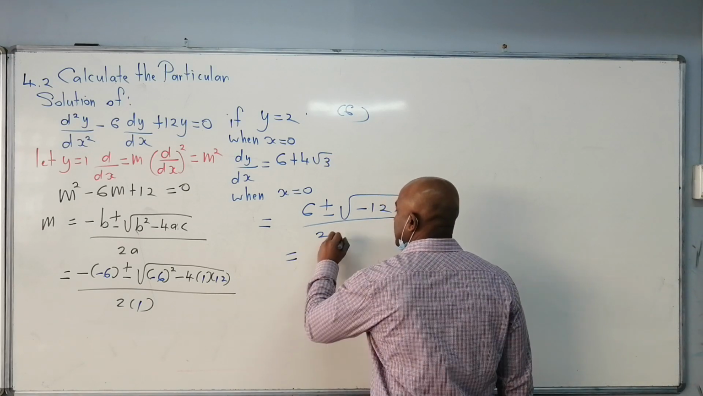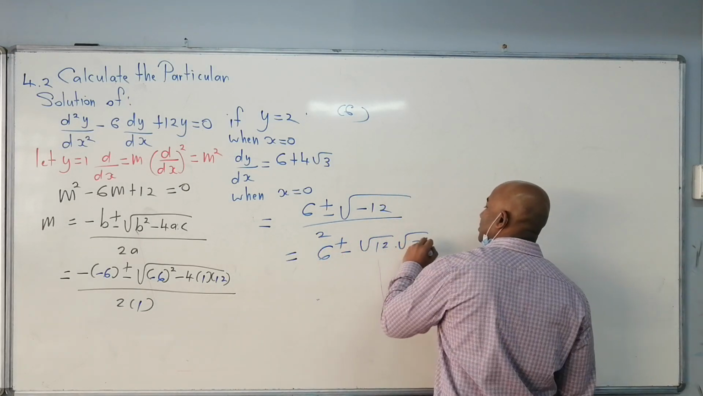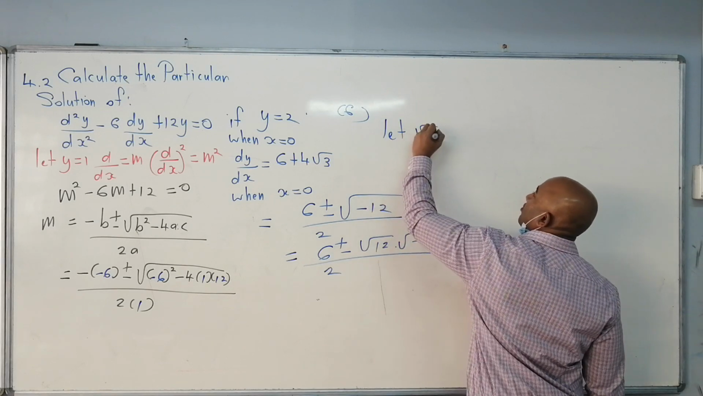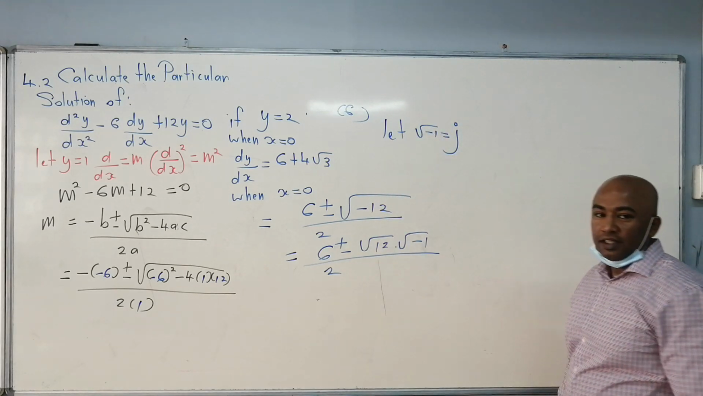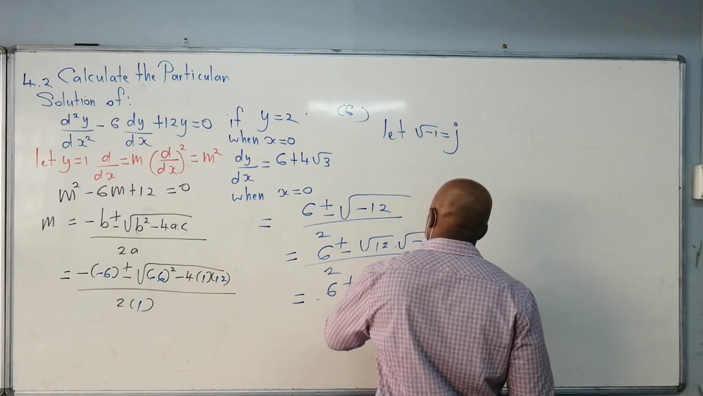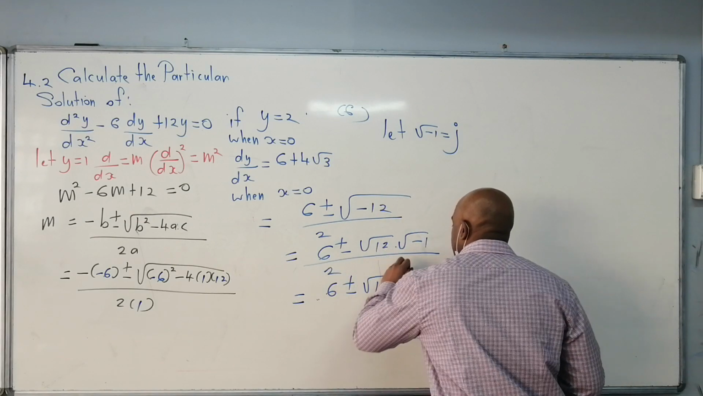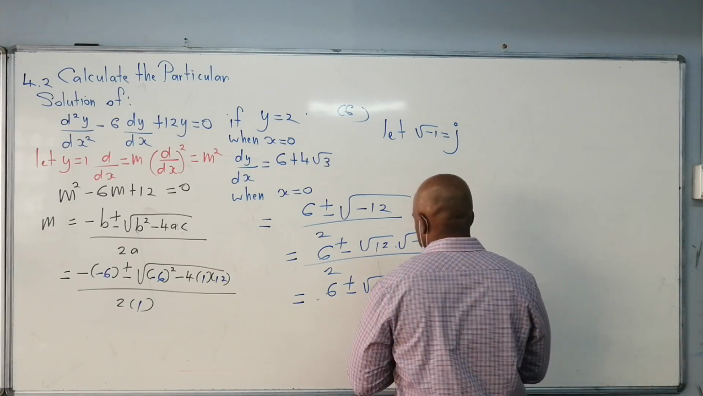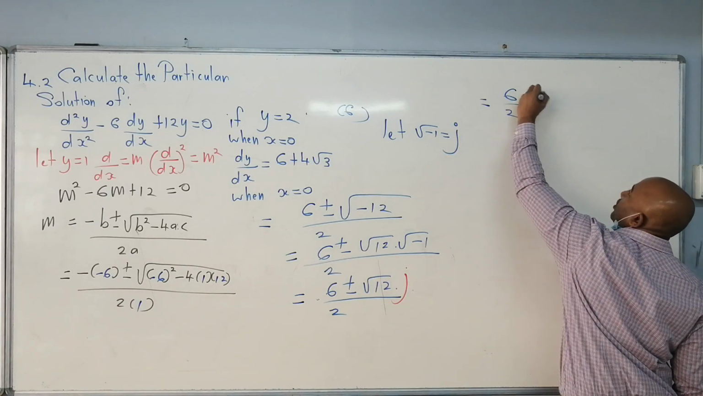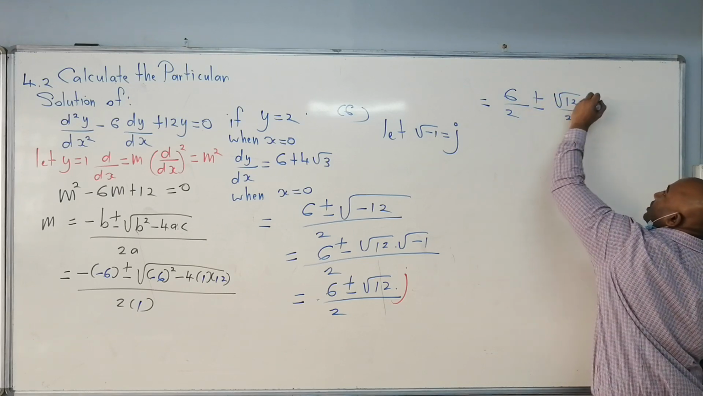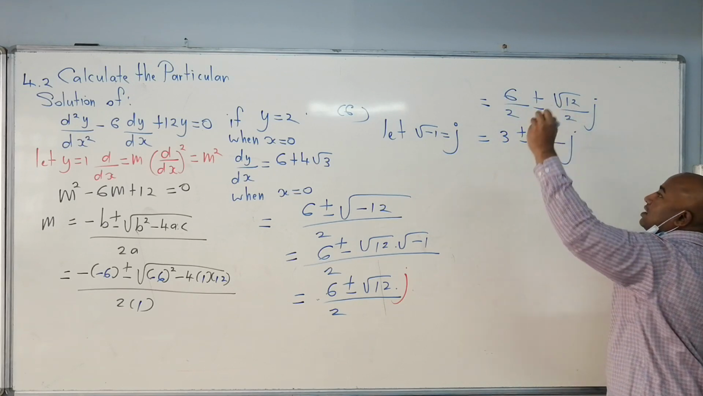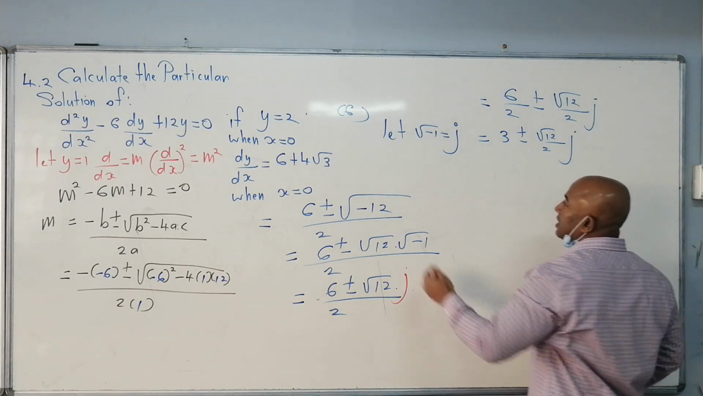So this can be written as 6 plus or minus the square root of 12 times the square root of minus 1, all over 2. So what do we do here? We will let the square root of minus 1 equal j. These are complex roots here. So this is going to equal 6 plus or minus the square root of 12 times the square root of minus 1, which is j, all divided by 2. So we can simplify this further. That's going to be 6 over 2 plus or minus the square root of 12 over 2 j. So 6 divided by 2 is 3, plus or minus the square root of 12 over 2 j. So these are complex roots here.